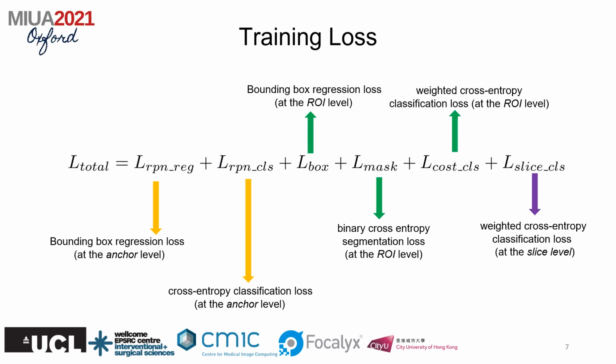The training loss consists of 6 terms, where the first 4 terms are kept the same as those in the original Mask R-CNN paper. The differences or improvements of the proposed algorithm include the following. The classification loss at the region of interest level is modified to be a weighted cross-entropy. In addition, one slice-level weighted cross-entropy classification loss is added to the overall training loss.